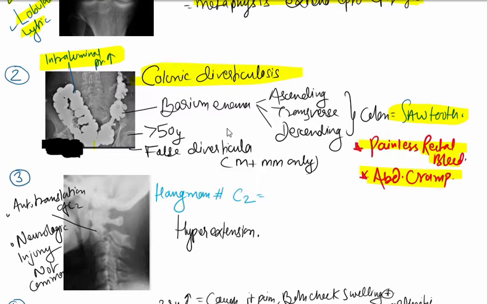Okay, this colonic diverticulosis is false diverticula. Why? Because only mucosa and muscularis mucosa are involved. It is usually seen after 50 years, and it can involve the ascending, transverse and descending colon.